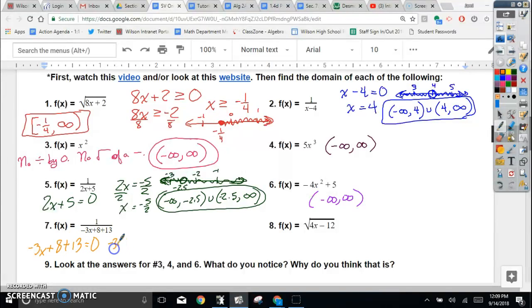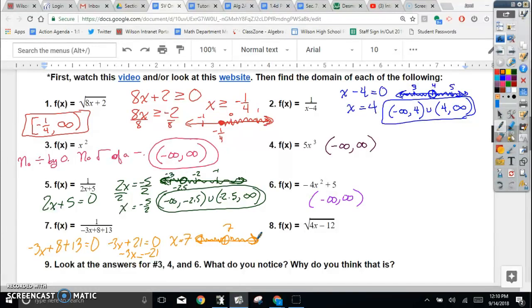So 8 and 13 will make a total of 21. We're going to subtract 21 over. So we get negative 3x equals negative 21. Divide by negative 3, x is 7. So everything's going to work except for this positive number of 7.